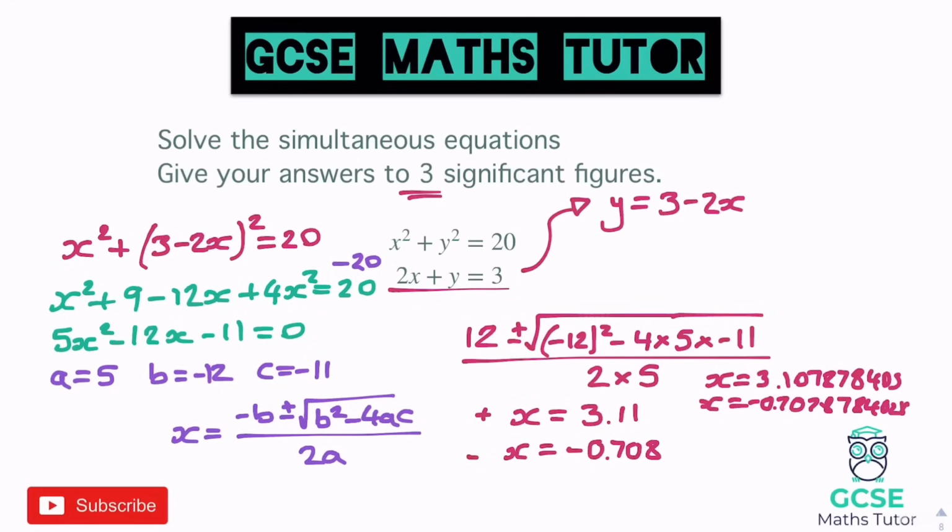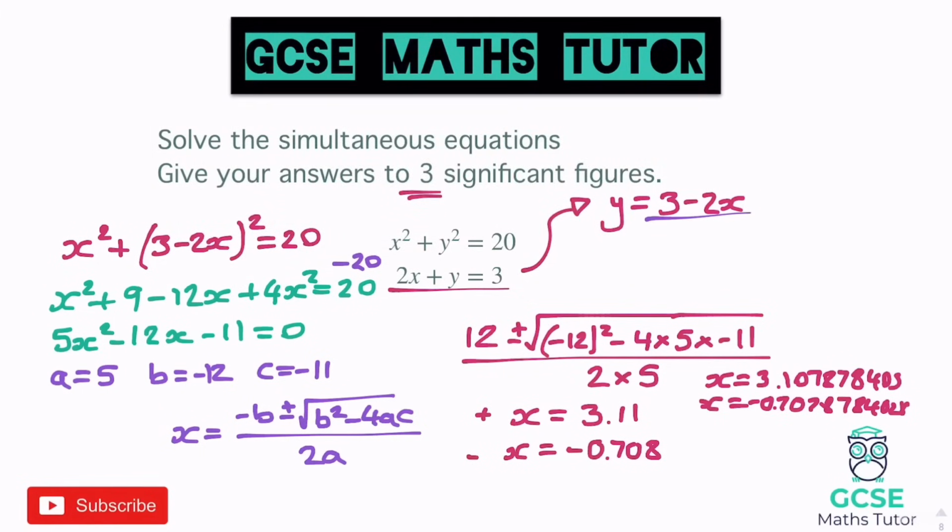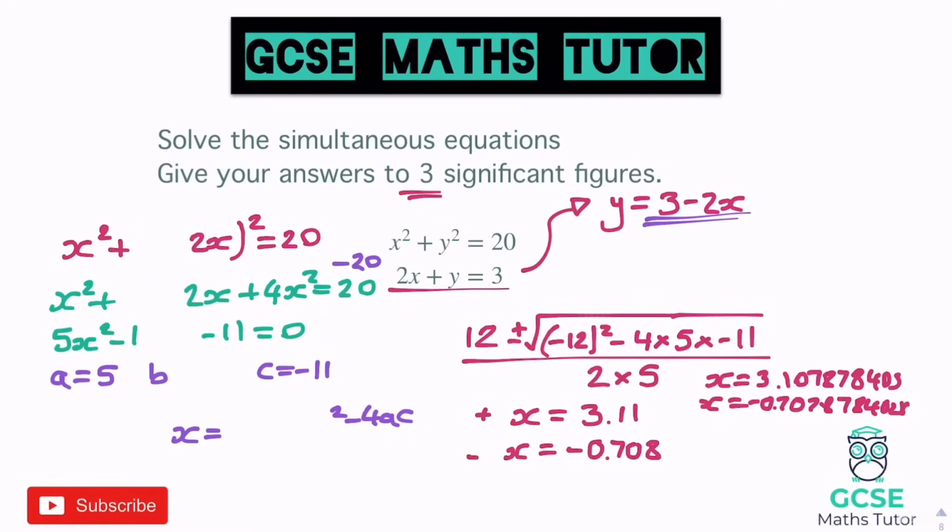So let's have a look now. Obviously what we've got is 2 x values that aren't particularly nice here. They're both horrible decimals, but we are using a calculator, so substituting these values back into our equation isn't going to be too bad. So I'm going to sub it back into this equation here, y equals 3 take away 2x. I'm just going to get rid of some of the working out here so we can see this. We've got our x values.